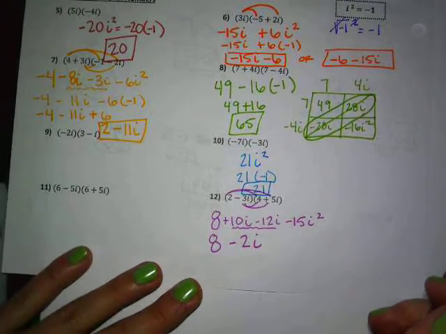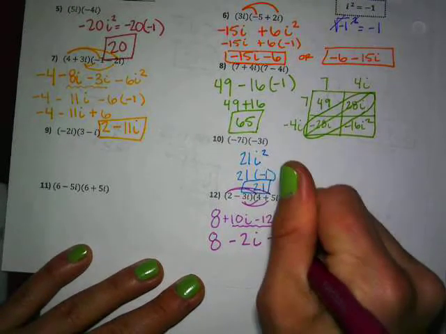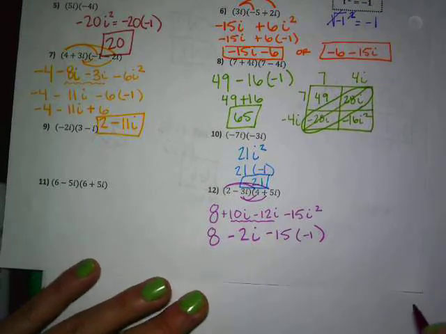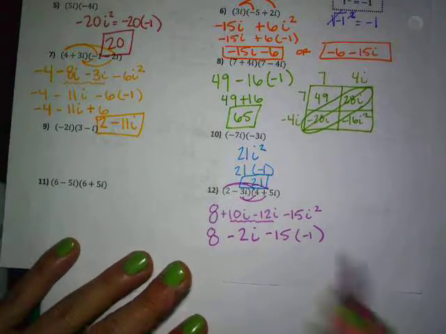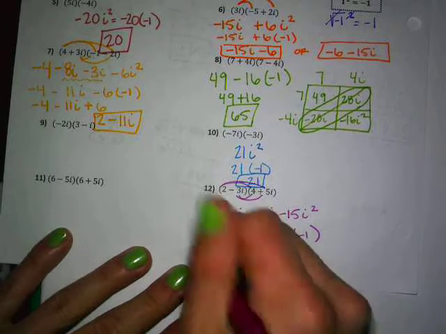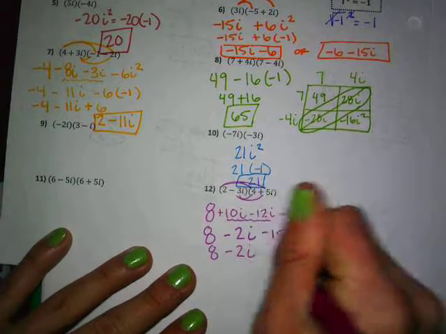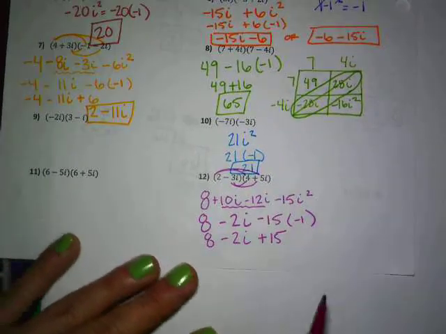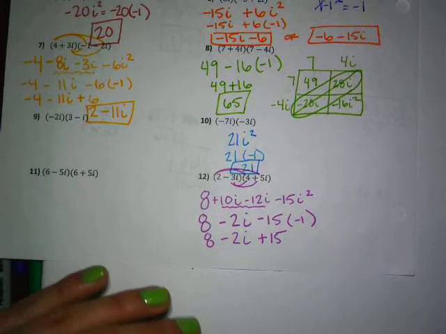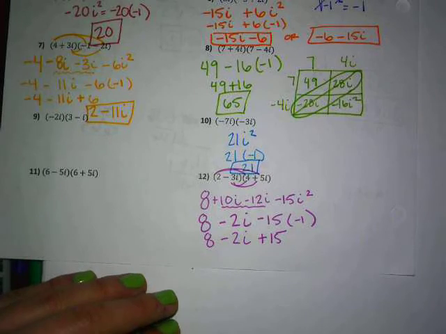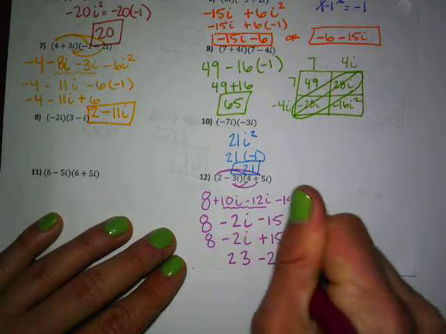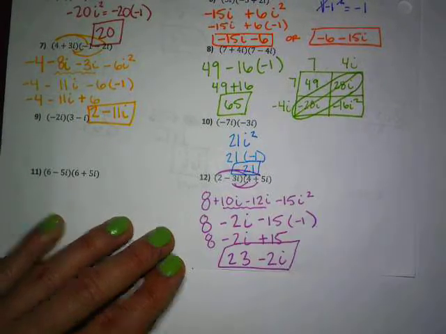And then TJ, what do I know that I squared equals? Negative 1. And Silverio, negative 15 times negative 1. 15. So positive 15. And then Edgar, last step, combine my real parts and I get what? 23, very good. So 23 minus 2i.